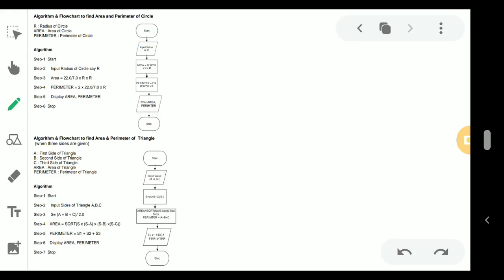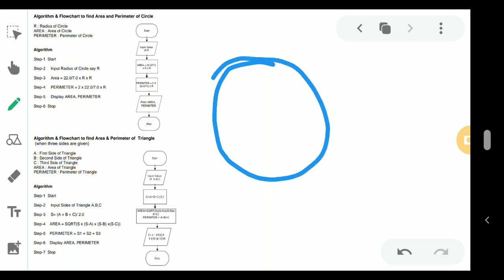For the algorithm, first we will consider the perimeter and the area of a circle. I hope the mathematics part is clear to you.